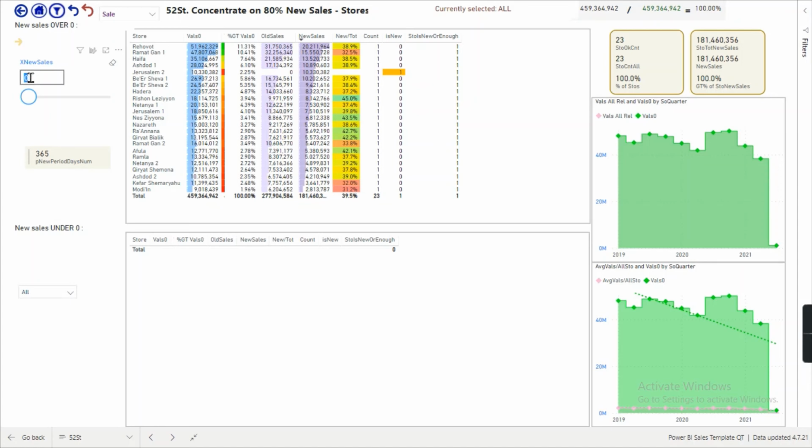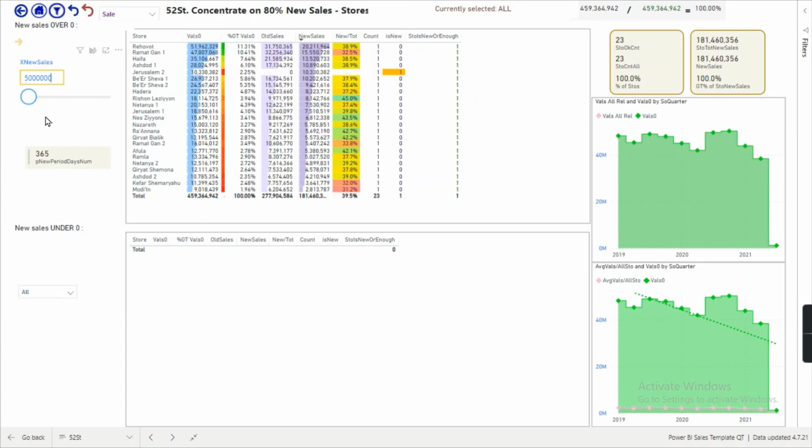All stores, what is the new sales? New sales are the sales in the period of the last 365 days. So 1 year back, all stores sold more than 0. That's not interesting, but let's say we made the calculation that a store costs us a year, let's say $5 million.